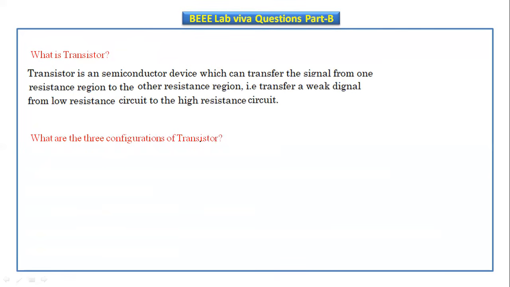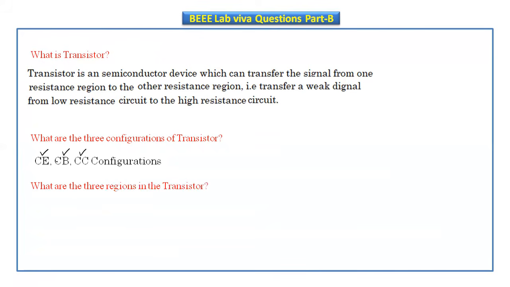What are the three configurations of the transistor? The transistor has three configurations: common emitter configuration, common base configuration, and common collector configuration. These are the three configurations based on which terminal is connected to ground.